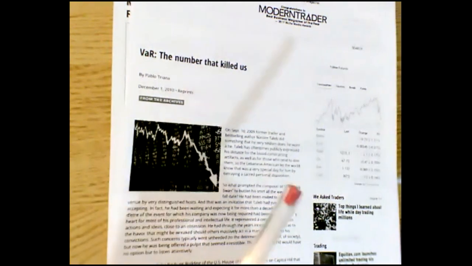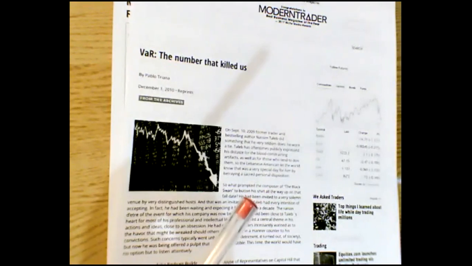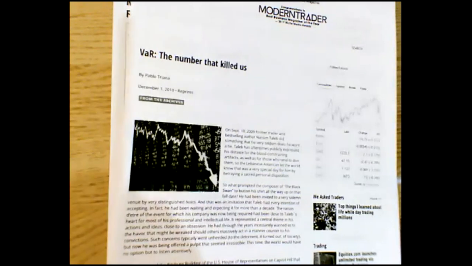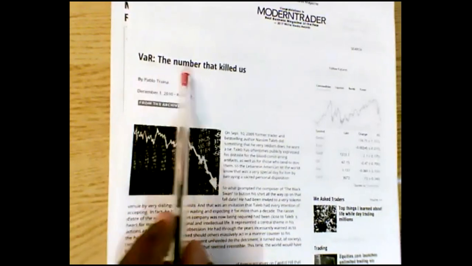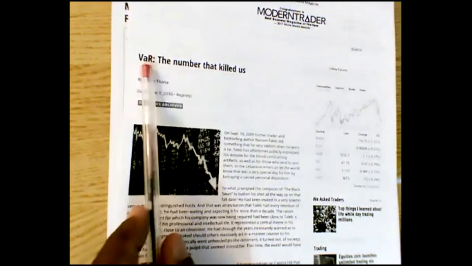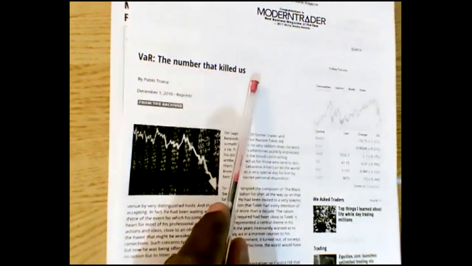So they think, like in this article, they are arguing that the use of value at risk as a risk measure might have caused the 2008 financial crisis, and why it became so global, hitting nearly every country in the world, right? So you may want to read this article when you have time. As you can see, the title of the article is "VaR, the number that killed us," right?